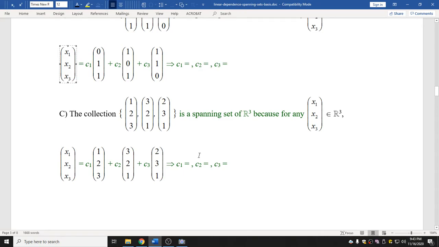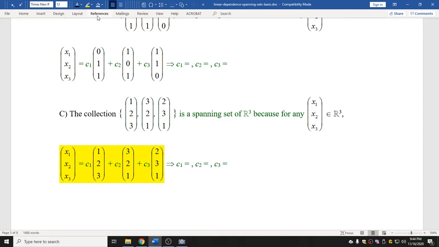Another one, the collection consisting of elements 1, 2, 3, 3, 2, 1, 2, 3, 1 is a spanning set of R3. Once again, here we have three elements in R3, and what we're doing is we're determining whether the associated system for solving for C1, C2, C3 in the equation x1, x2, x3 equals a linear combination of the three given elements. If we can show that there is a solution to that system, we are done with the question. Is there a solution to that equation?